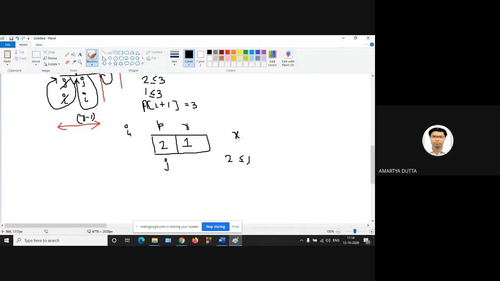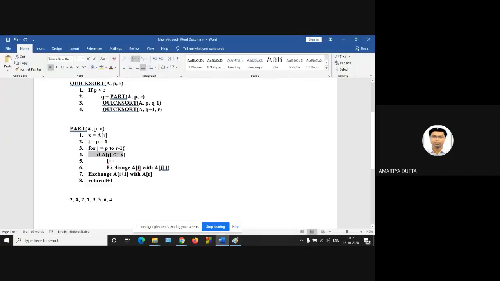Here the X value is AR, the last one. So here the X value is 1. Is 2 less than or equal to 1? No. So lines 4 to 6 will not be executed, and we exchange AI plus 1 with AR.